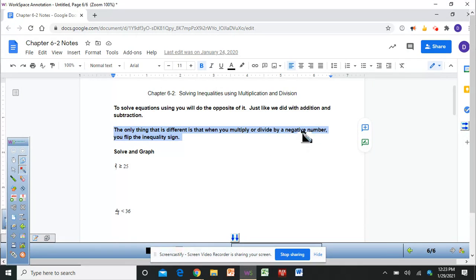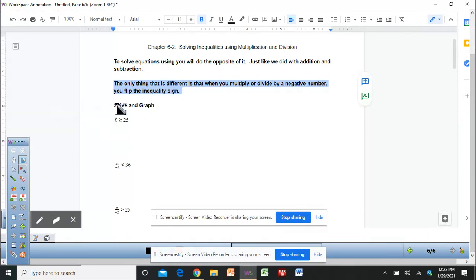Okay? So when you're solving these equations today, we need to do the opposite. When they look like fractions, like this is b divided by 7, or b over 7, to undo division we have to multiply. So we're going to multiply both sides by 7. And when you do that, b is greater than or equal to 175. And that's how you solve those, okay?